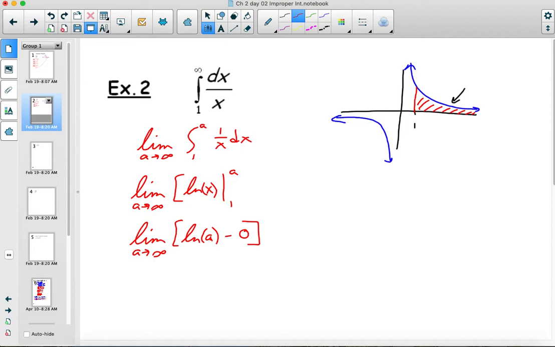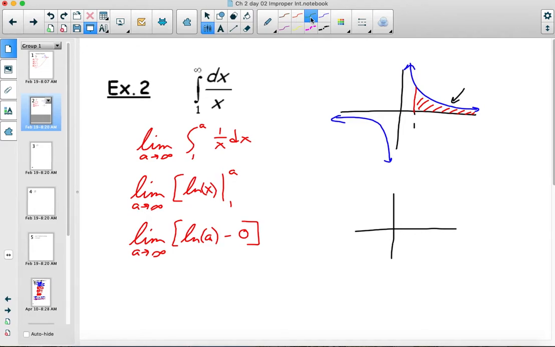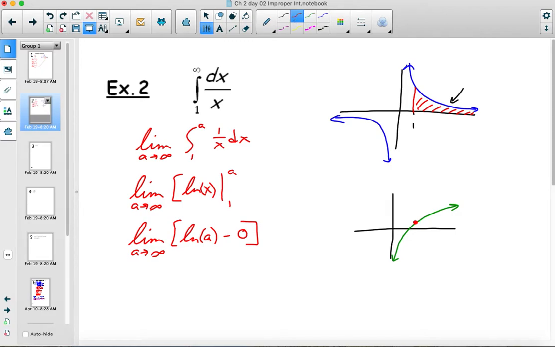Alright, so now, as a goes to infinity, what happens to the natural log of a? And once again, this is a totally different graph, but I want you to visualize, what does the natural log look like? Well, it looks like this. It's increasing everywhere. And so as a goes to infinity, what's happening to this graph? Well, the y values just keep increasing and increasing and increasing. So this limit is actually infinity.